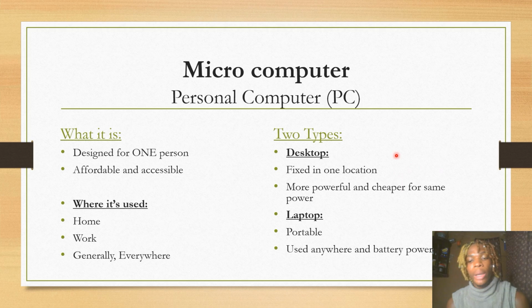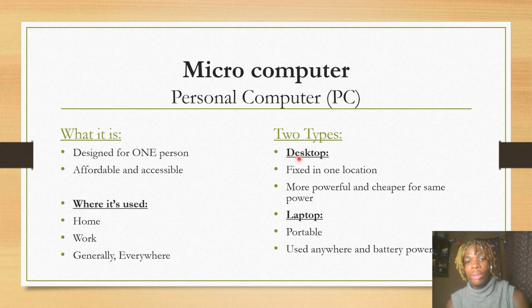Here we have the microcomputer. This microcomputer actually is the smallest size of all computers. So for example, we have the PC. That's a personal computer. It is designed for one person. My laptop is designed for only one person. Your phones are designed for only one person. So it's affordable and accessible. Where is it used? Used at home, work, generally everywhere. I use my laptop everywhere. I use my phone everywhere.